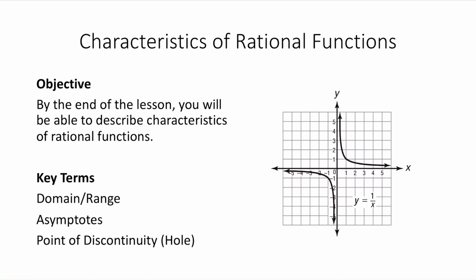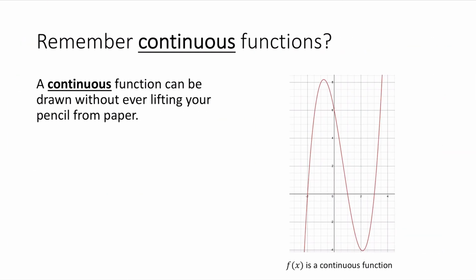So in this video, we're going to talk about how to describe characteristics of rational functions. So remember continuous functions? A continuous function is one that you can draw without ever lifting your pencil from paper. For example, if I was going to draw this function here, I can put my pen on the paper once and then just trace out this curve. So I don't have to actually ever lift up my pen. In a continuous function, the points are all connected.